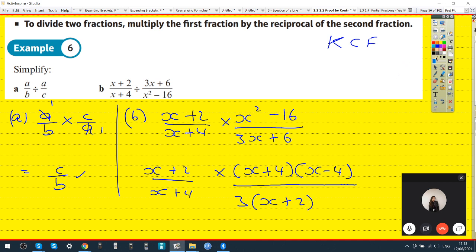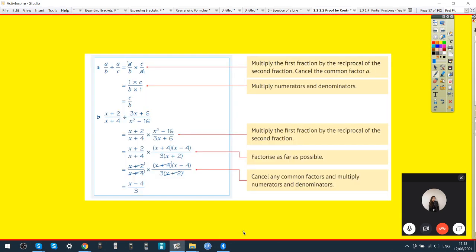All right. What can we do? The x plus 2 cancels out, so it'd just be over 3. Anything else? The x plus 4s cancel out. Well done. And so you get x minus 4 over 3. That's great. There we go.